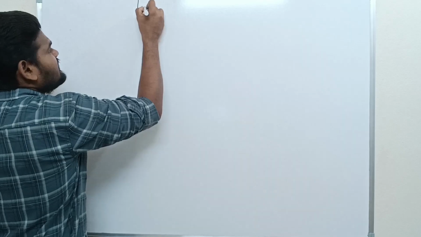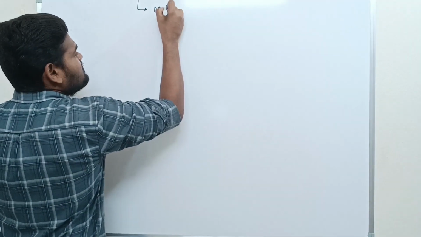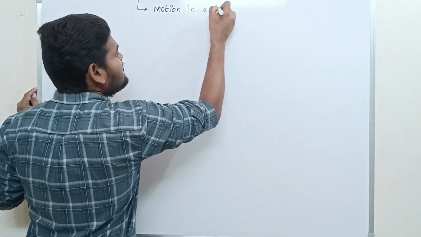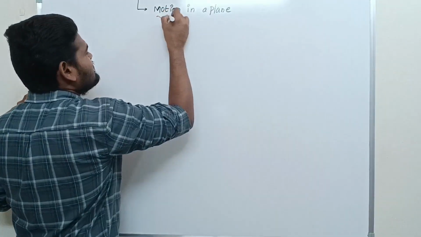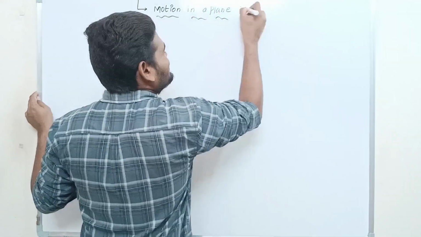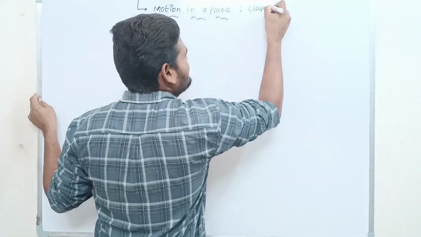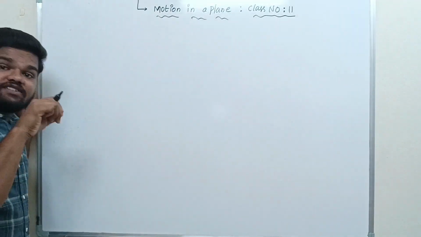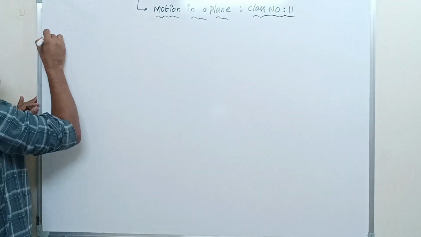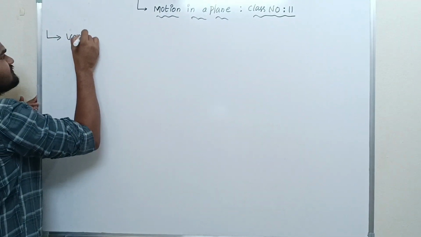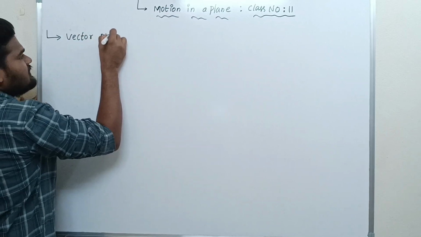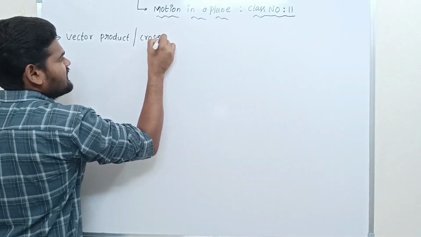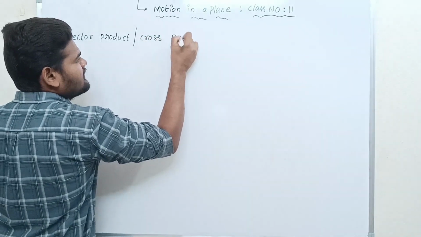So, what is the chapter going on? Motion in a plane. This is class number 11. All right, so what is today's topic? Today's topic is vector product, or cross product.